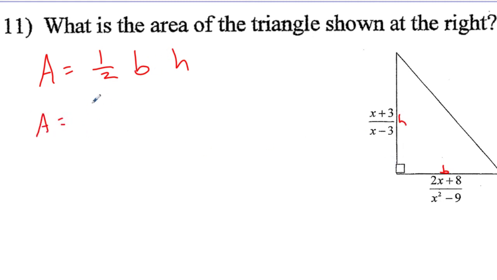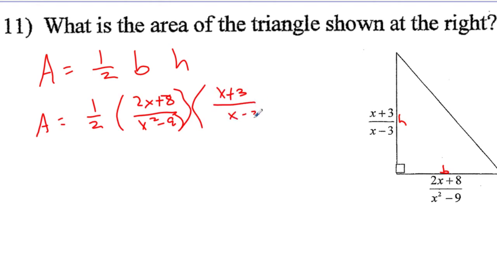My area is 1/2. Okay, my base is 2x plus 8 over x squared minus 9. And my height is x plus 3 over x minus 3. So now if you take a look at this, as ugly as my problem looks, let me just clean this up a little bit. Okay, if you take a look, this is really just a multiplication problem, multiplying with fractions.